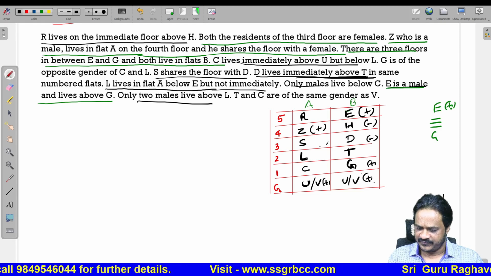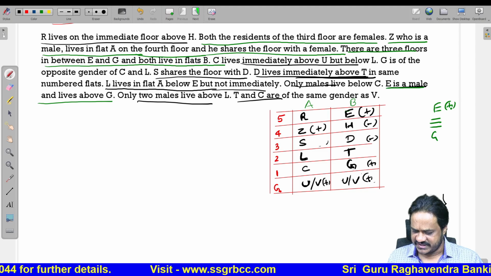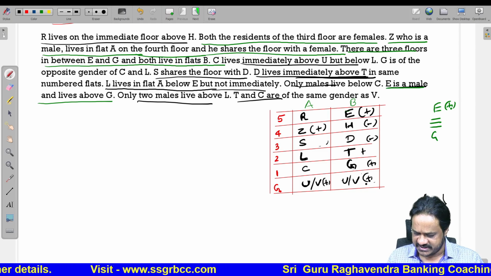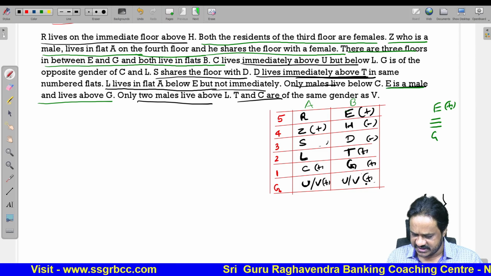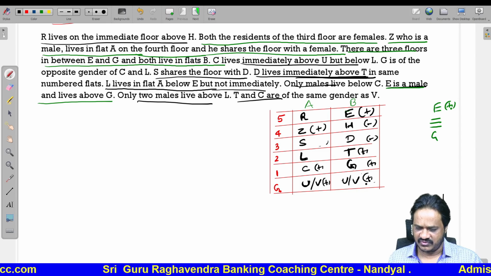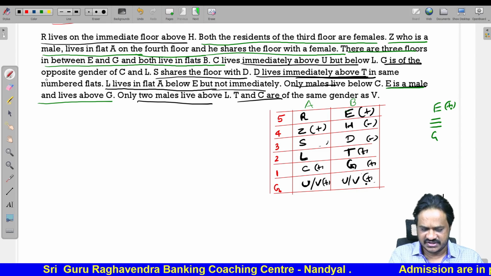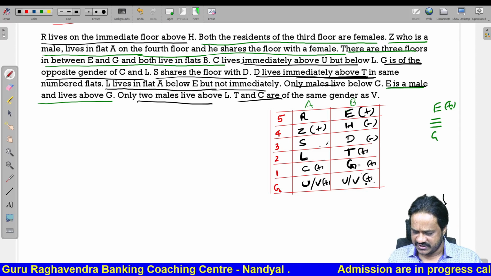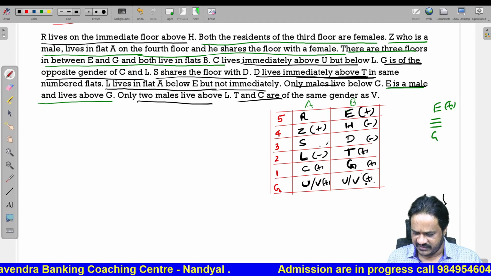Now, T and C are of the same gender as V. Since V is plus, T is also plus, and C is also plus. Now, what about G? G is the opposite gender of C and L. So G and C are plus, so L will definitely be minus.